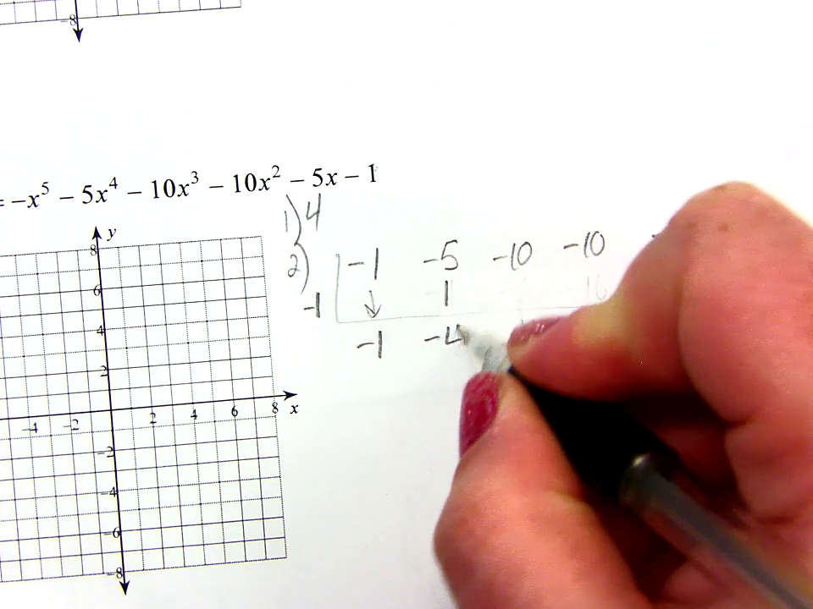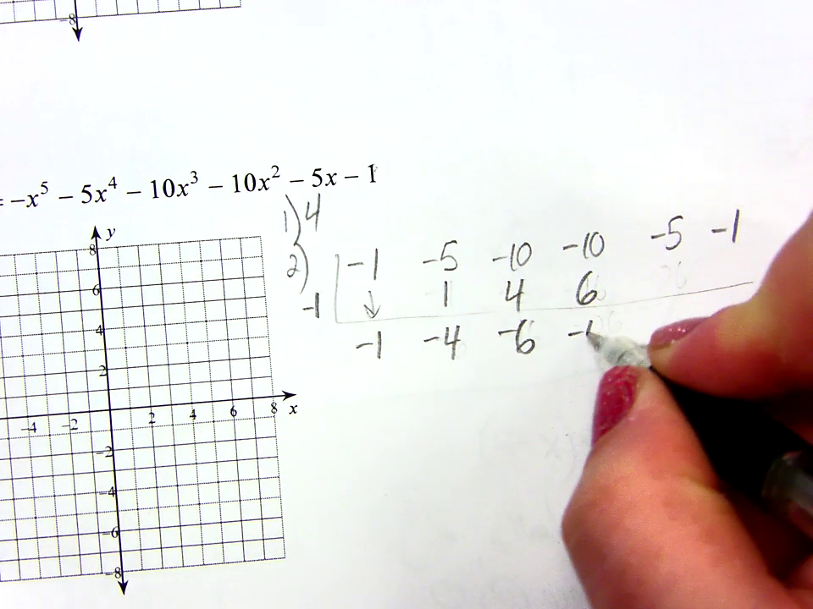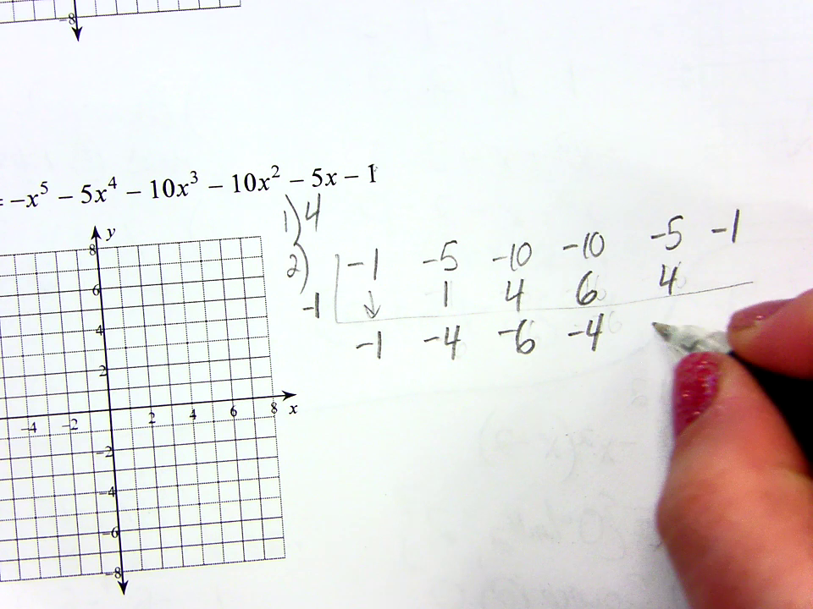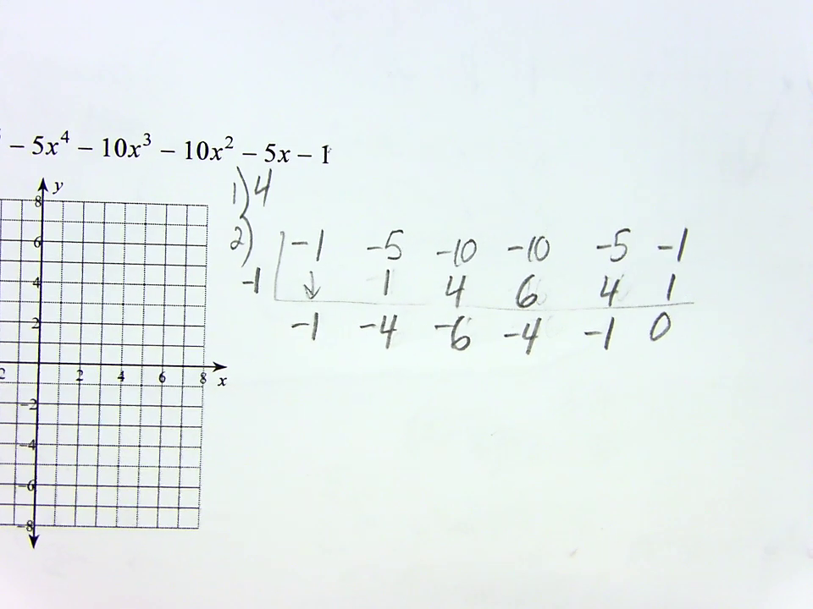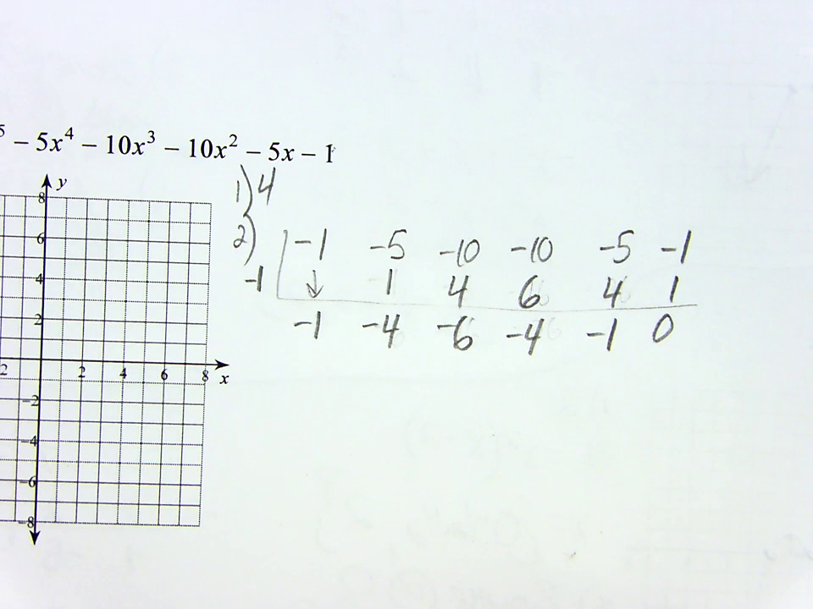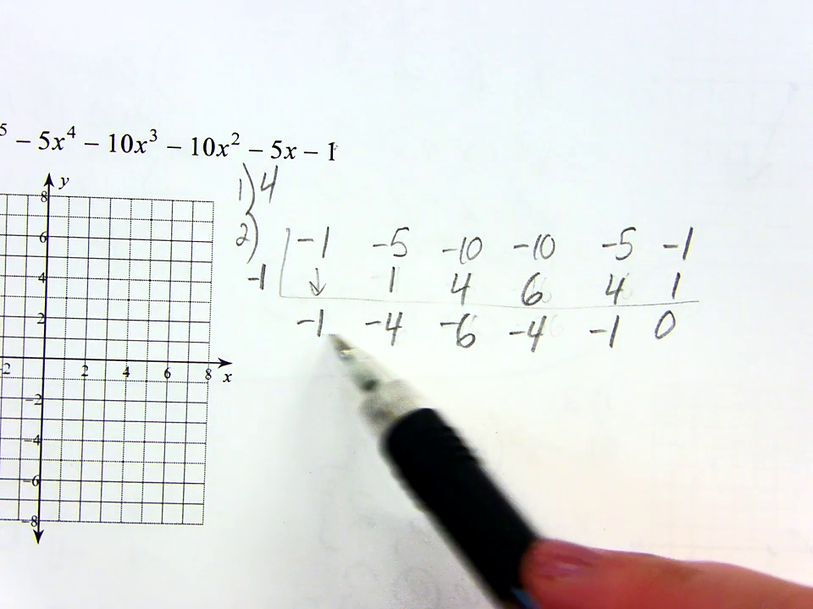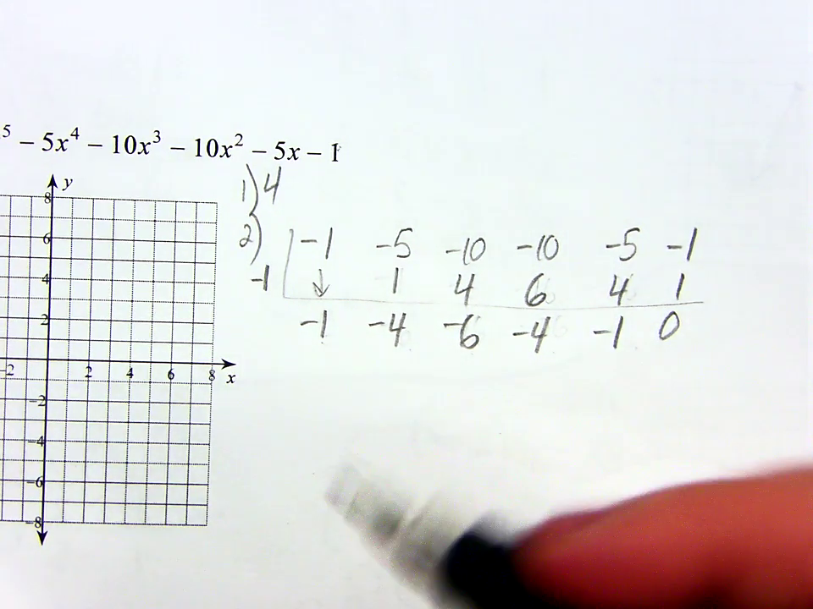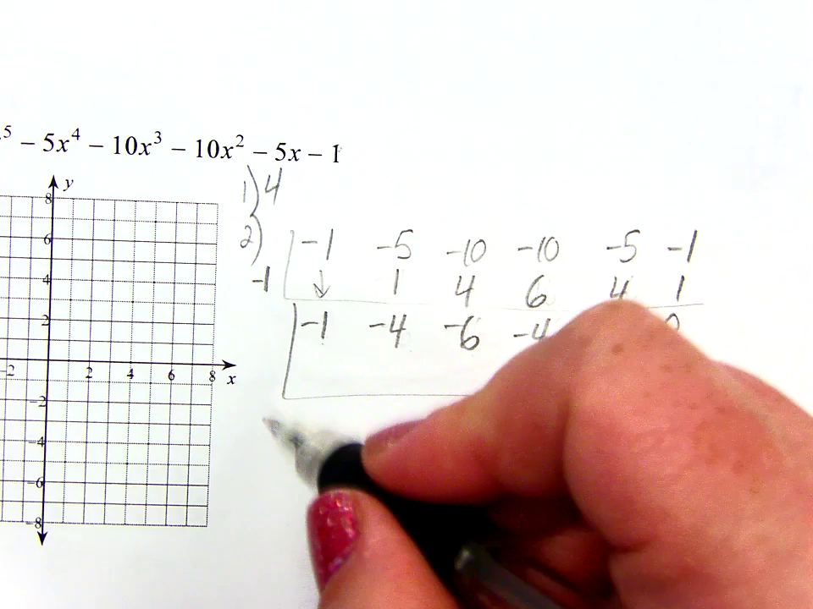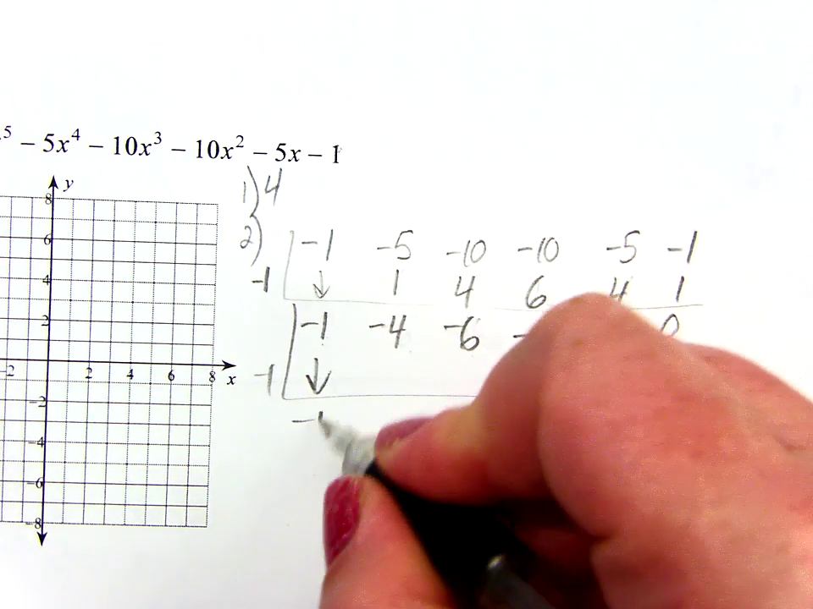Positive 1, negative 4. Positive 4, negative 6. 6, negative 4. Positive 4, negative 1. Positive 1, 0. All right. So now I know that negative 1 works. I tried positive 1 and it didn't work, so I never have to try it again. This is still an x to the 4th graph, so I still can't even try factor by grouping because I still have 5 terms. So I have to keep going with synthetic. But I don't need to bother plugging in positive 1 again. I'll just try negative 1 again and see if it's a multiple root.